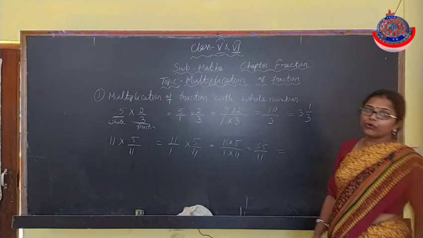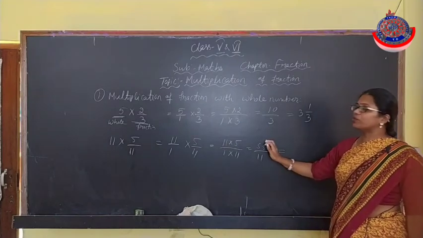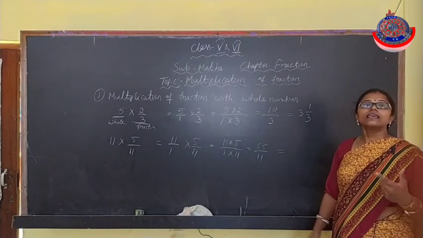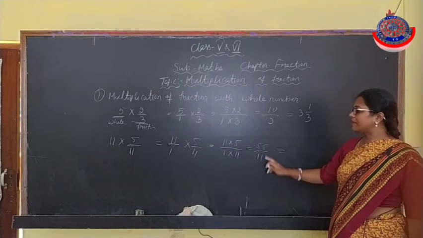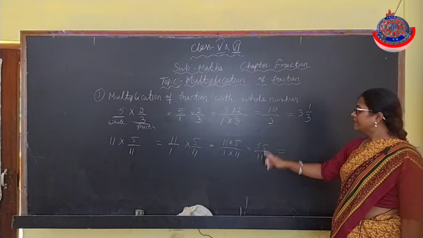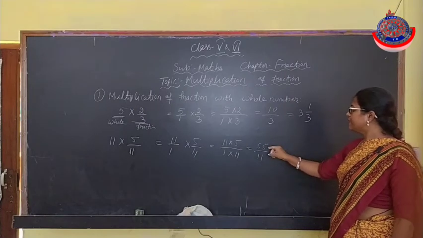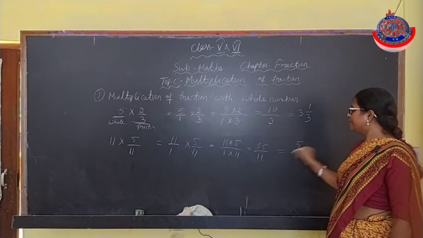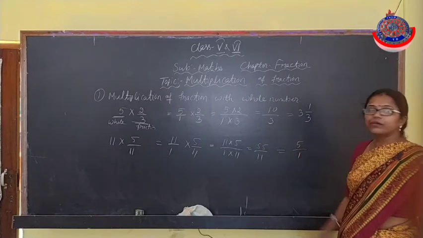How to reduce, you know? Divide both the numerator and the denominator by their HCF. And what is the HCF of 55 and 11? It's 11 only. So we will divide 55 by 11, that is 5. 11 by 11, that is 1. So 5 by 1.